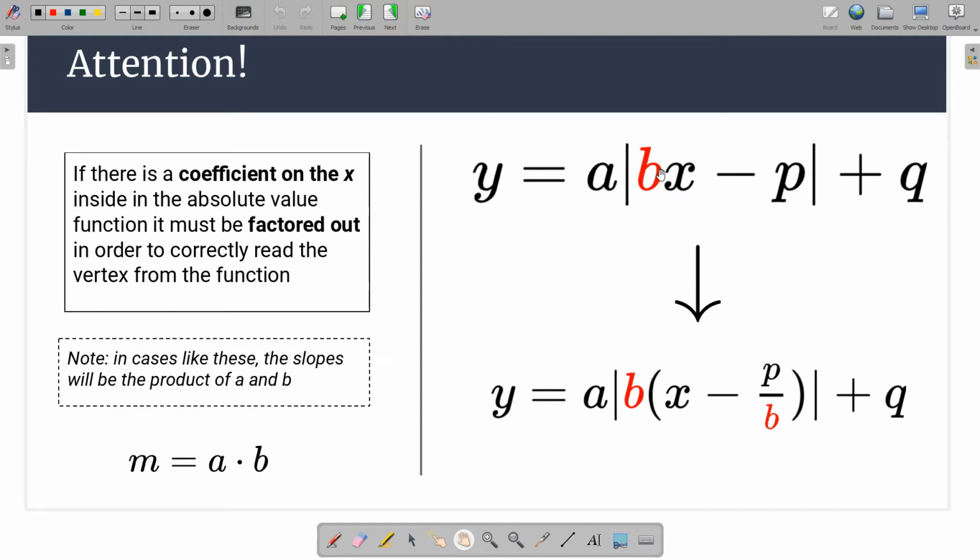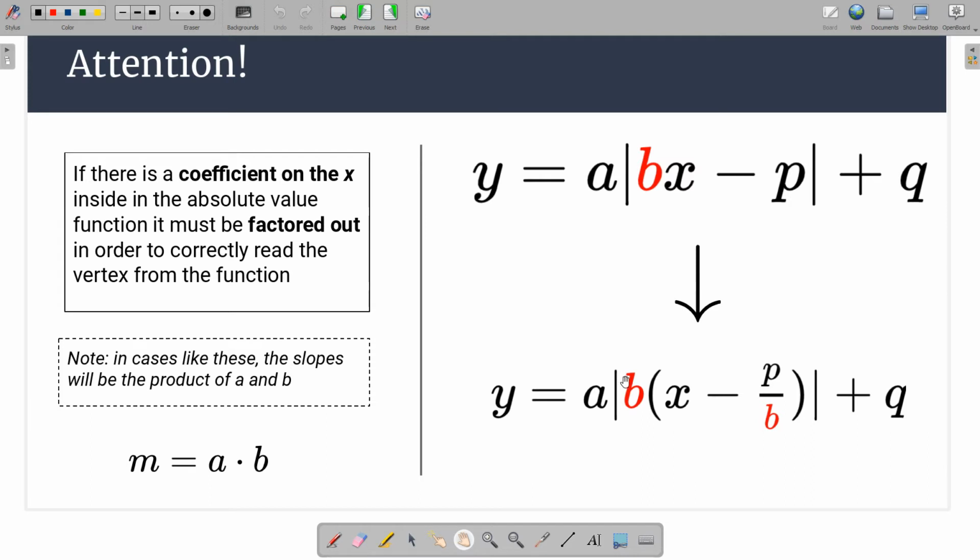And in order to get through that, what you need to do is factor whatever that coefficient is out of the stuff that's in the absolute value signs. And so that works out to being x minus p over b, whatever b is. And so sometimes this doesn't evaluate to a whole number. Sometimes it'll be some fraction. And it's fine. It just means that your vertex is at that point on the x axis, at some fractional value.